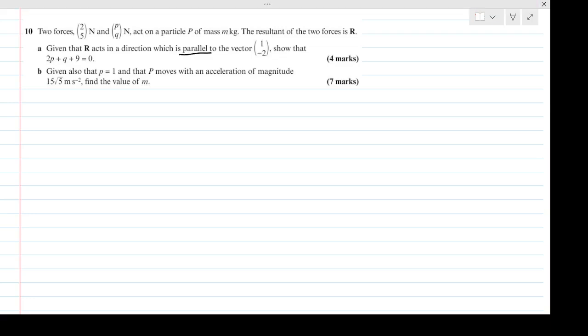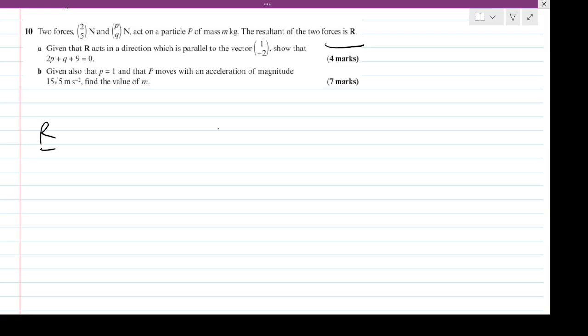Very similar to one of the questions I looked at, I think it was 2 videos ago, when we looked at, again, forces as vectors. Very similar question. Anyway, firstly, it's talking about the resultant of these two. Let's just find it. So the resultant r is these two added together. So 2, 5 add with PQ, which is simply 2 add P, 5 add Q.